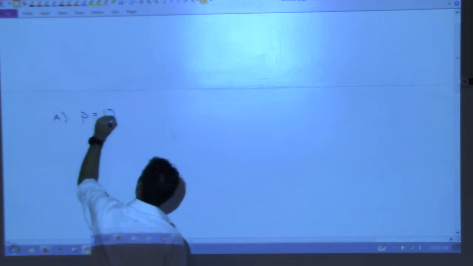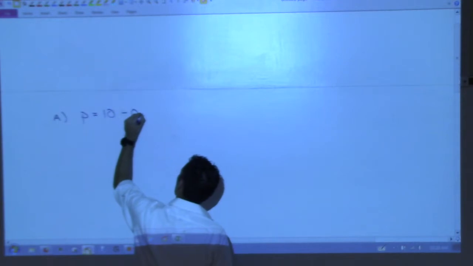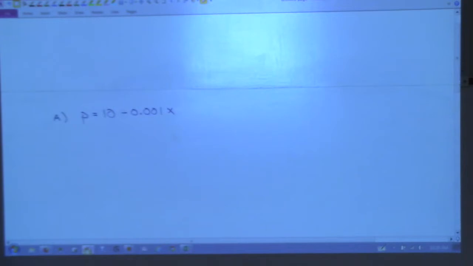Price was equal to 10 minus 0.001x. Now, what do we know about the price of our MP3 players? They have to be greater than 0, right? I mean, we're not going to have a negative price, are we? We're not going to pay someone to come take the MP3 players out of our warehouse. Maybe. Might be hard to get rid of them. It's like trying to get rid of VHS tapes.